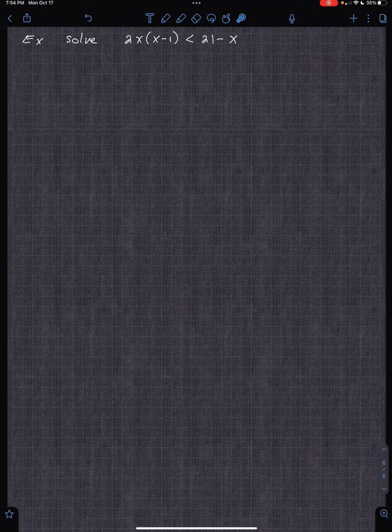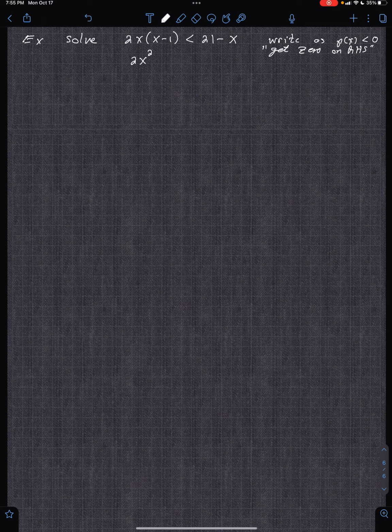So first thing you do is you basically get all the terms on one side. So you recognize this quadratic and you write it as p of x, in this case, strictly less than 0. So I like to say, in quotes, you get 0 on the right-hand side. So we do the process. We distribute 2x, add x, subtract 21. Let's do that.